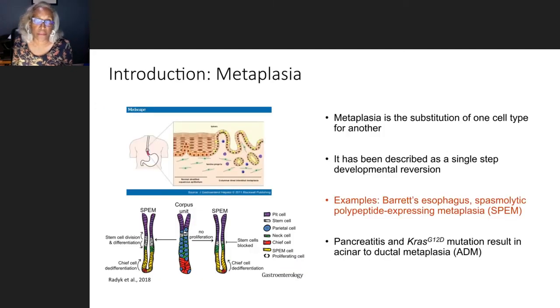The term metaplasia is the substitution of one cell type for another. Another way of thinking about it is that it's a normal cell in the wrong place. It has been described as a single-step developmental reversion. Examples of metaplasia are seen in Barrett's esophagus as well as gastric metaplasia, particularly intestinal metaplasia, or the spasmolytic polypeptide expressing metaplasia, also found in the stomach.